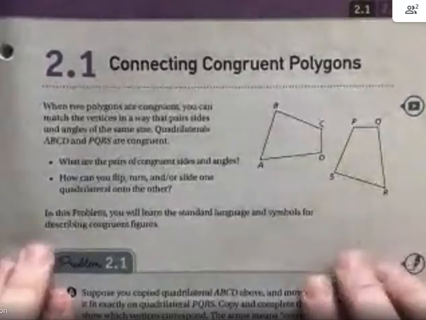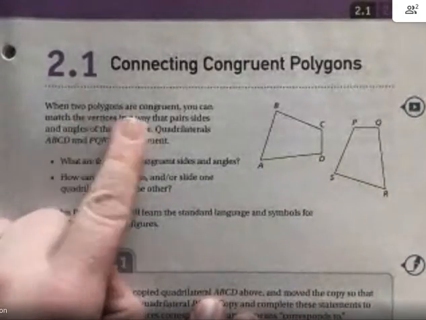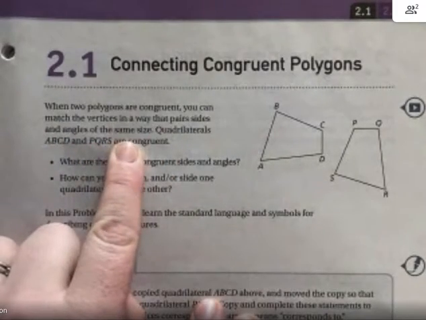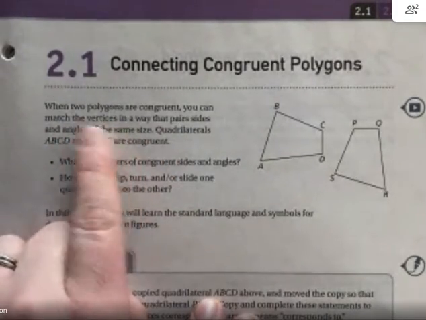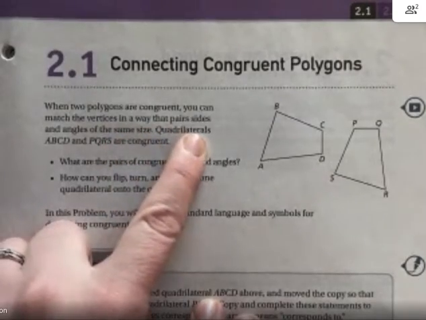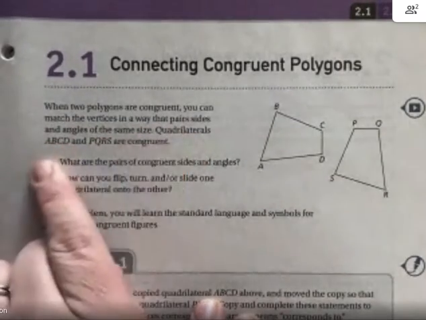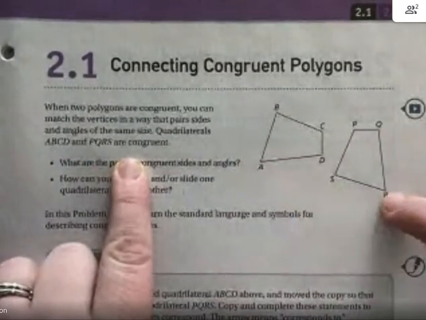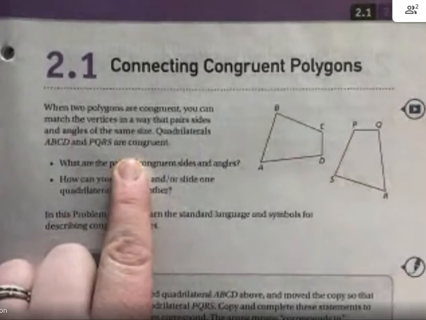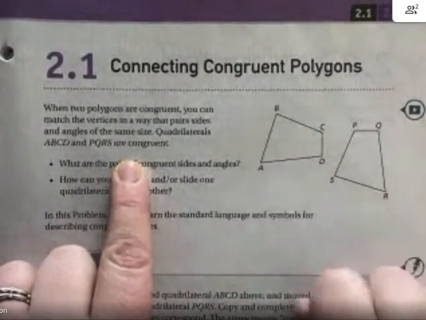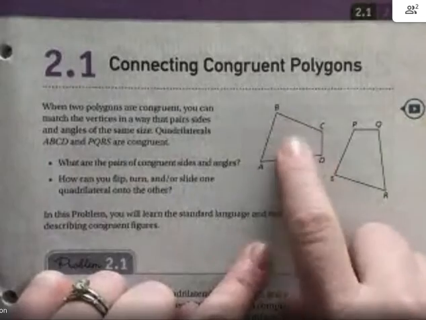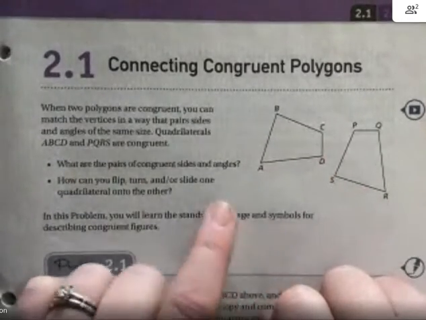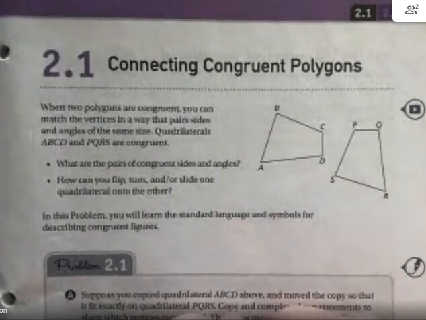I'm now on page 31 of our book. When two polygons are congruent, you can match the vertices in a way that the pairs of sides and angles are the same size. Quadrilaterals ABCD, so this shape ABCD, and PQRS are congruent. So they're saying that these two shapes are congruent because we can slide, rotate, reflect these shapes so that the various angles are meeting up and corresponding.